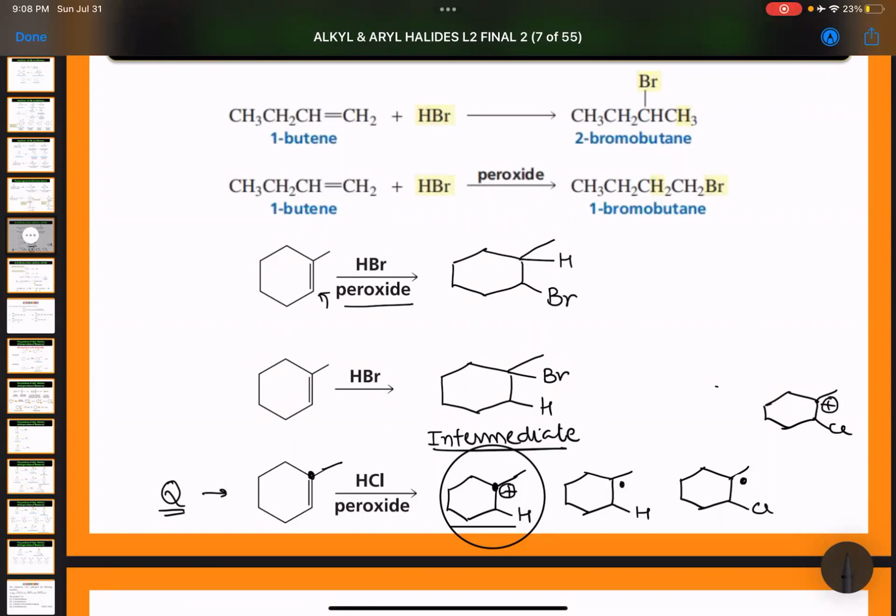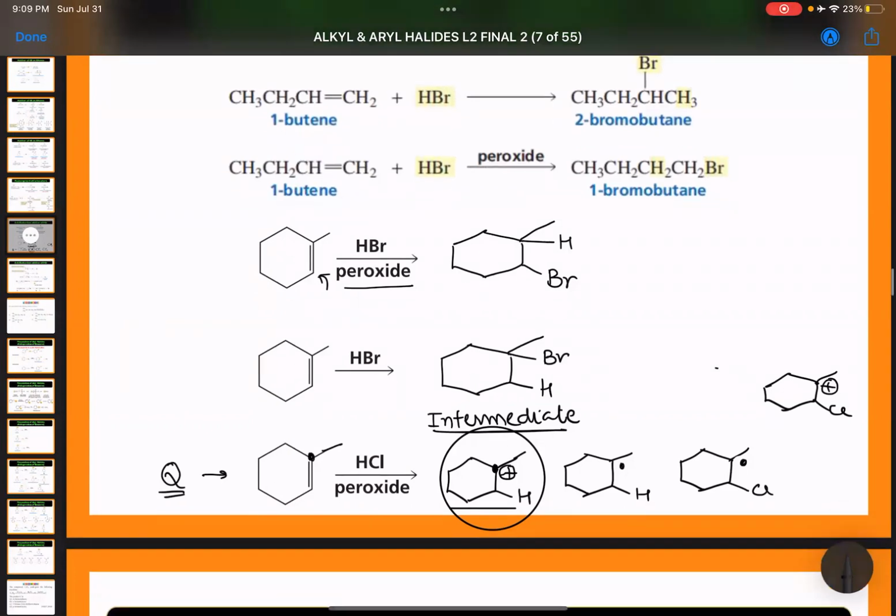Normally H plus attacks and Br minus attacks in the second step, after the more stable carbocation is formed, right? On the other hand, HBr in the presence of peroxide breaks. Peroxide actually breaks the H radical and forms a Br radical. The Br radical will attack the double bond such that a more stable radical is formed. So first Br radical attack.